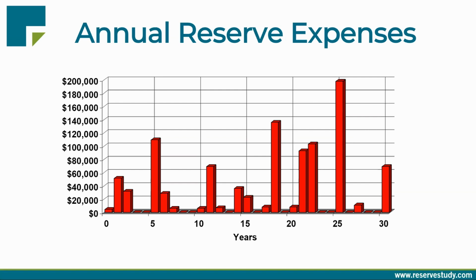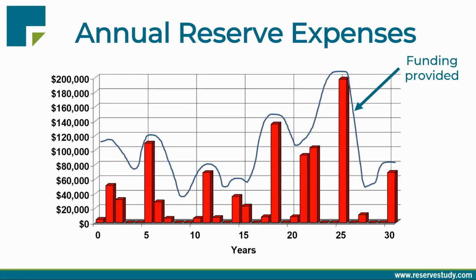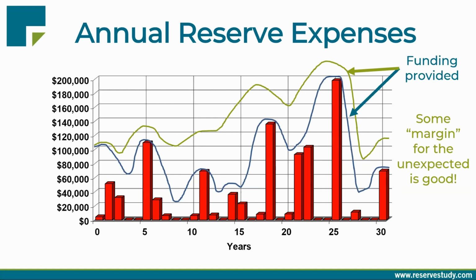Here, I'm showing a set of reserve expenses scattered through the years. You want a funding plan that will provide enough cash for these expenses, like this blue line, always a little more than the expenses. This will allow you to do your reserve projects on schedule. But because nothing ever happens exactly according to the plan, it is a good idea to have a little margin in your plan, like this green line.